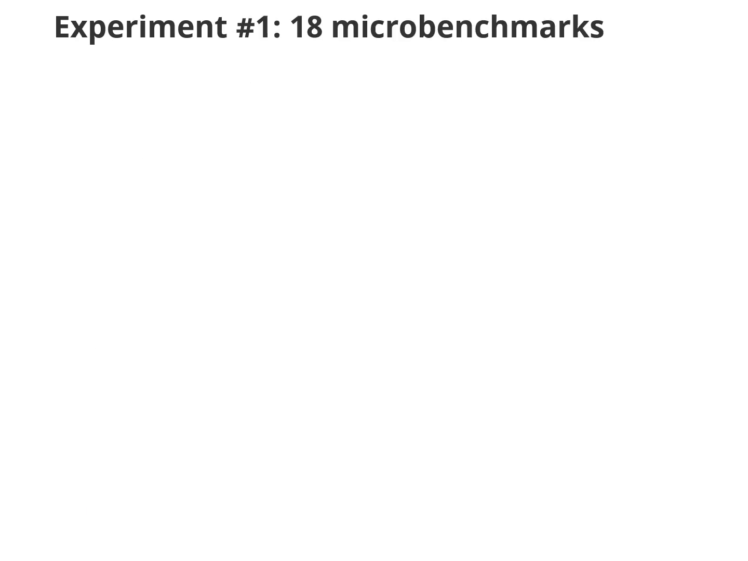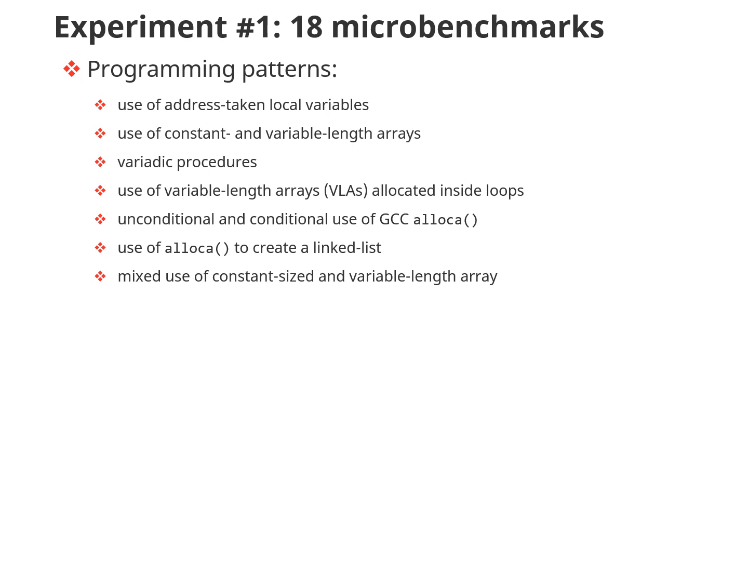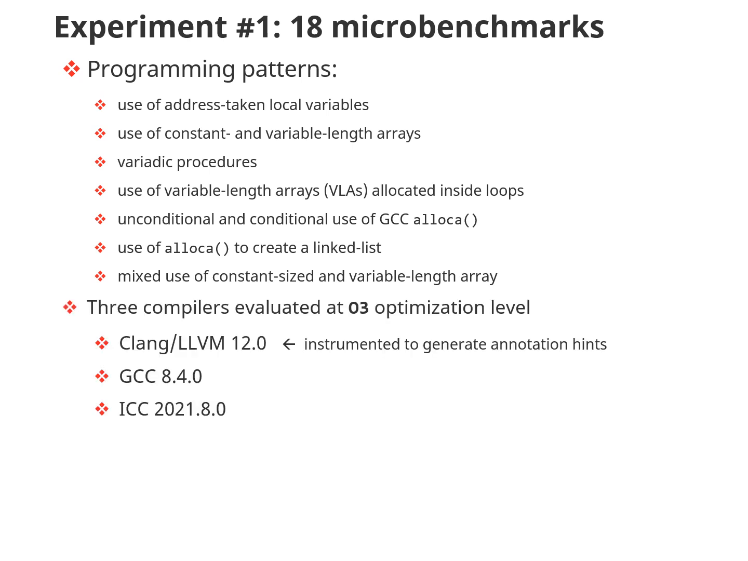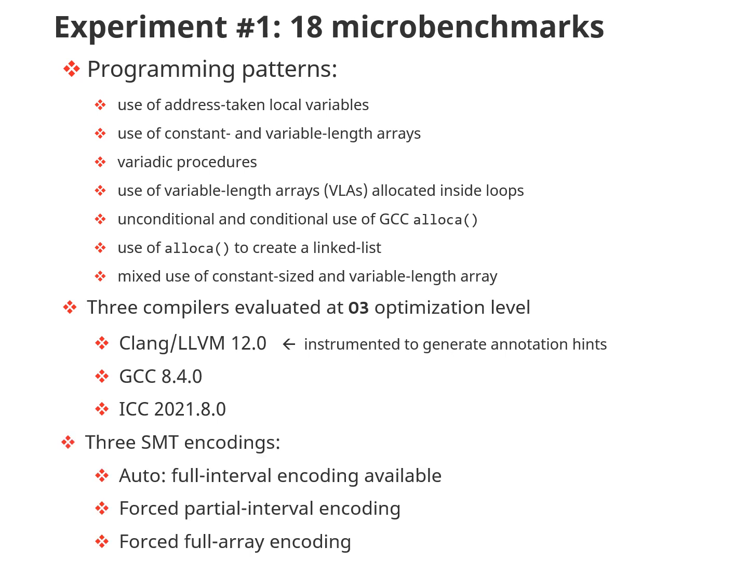In the first experiment, we use 18 micro benchmarks, which contain various programming patterns for local allocations. We use 3 compilers at O3 optimization level for compiling these programs. We use 3 SMT encodings: auto, which can use full interval encoding if applicable, forced partial interval encoding, and forced full array encoding.